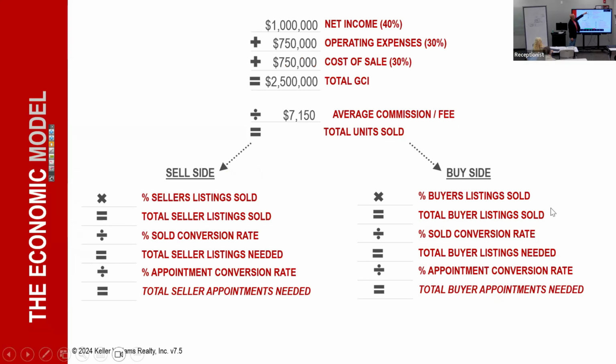So if we're making $1 million, we take $1 million, divide it by 4, and we come up with 2.5. Then 30% of that is 750. So let's go down here. We would have to sell 350 units based on a $7,150 average fee.